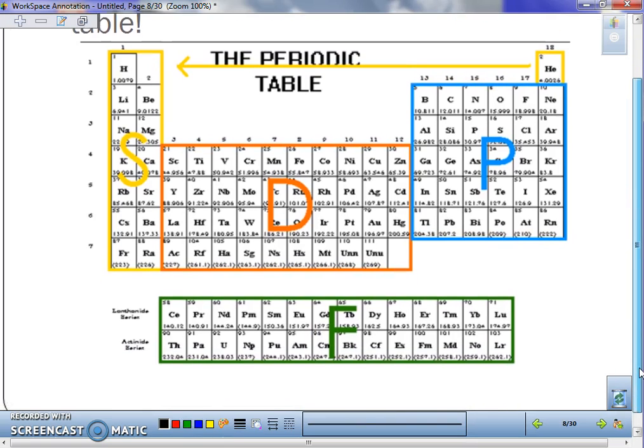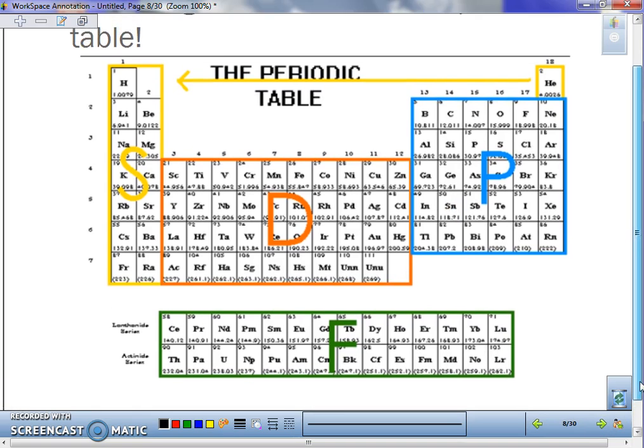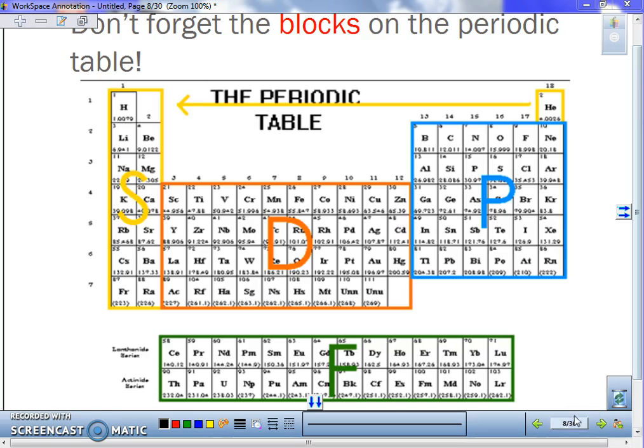Don't forget, there are 4 different blocks on the periodic table. You have the S block, which also includes helium, the D block, the F block, and the P block. We talked about those with the first learning target, but don't forget those for the second learning target as well.